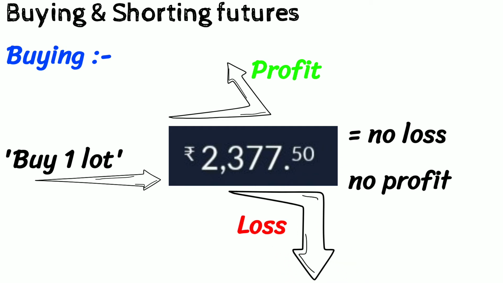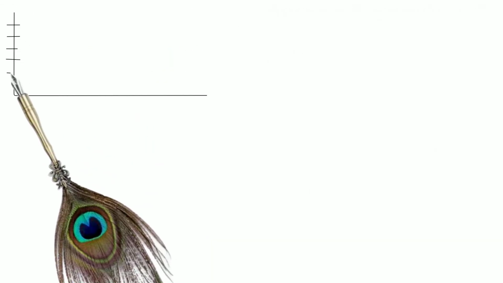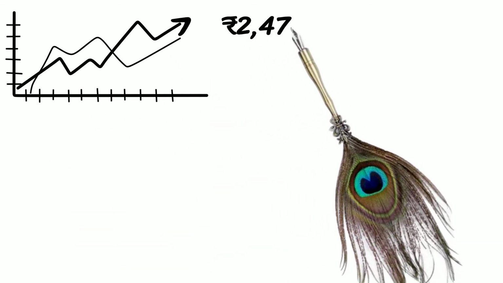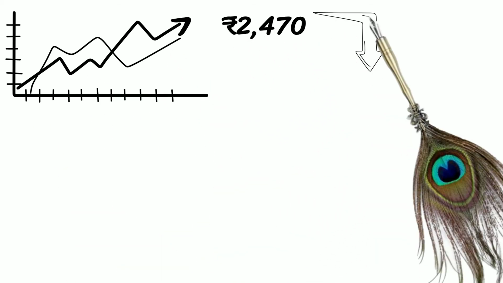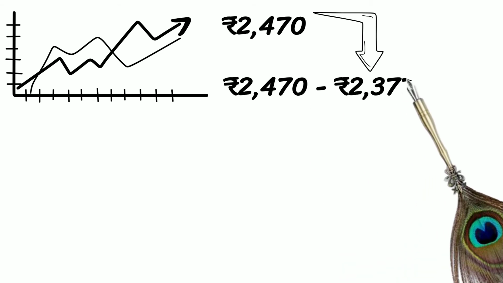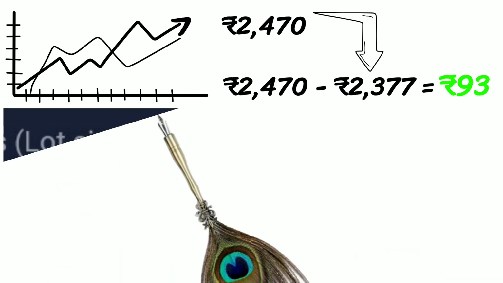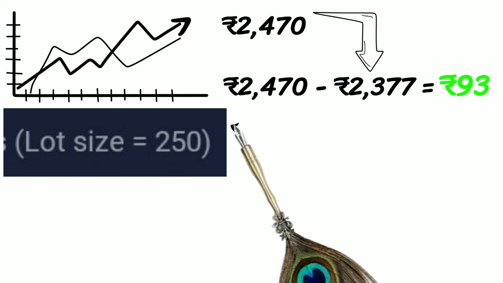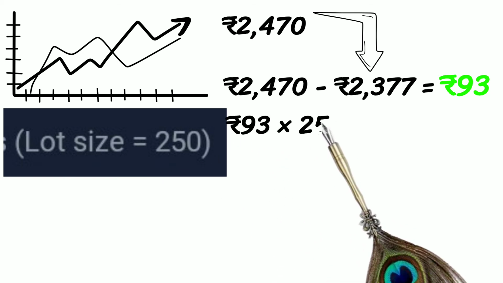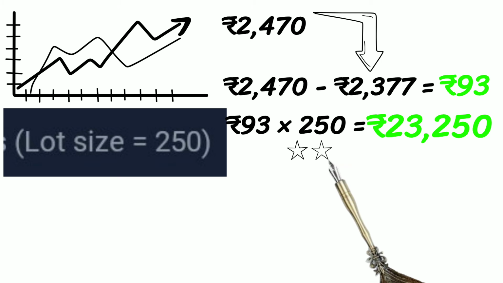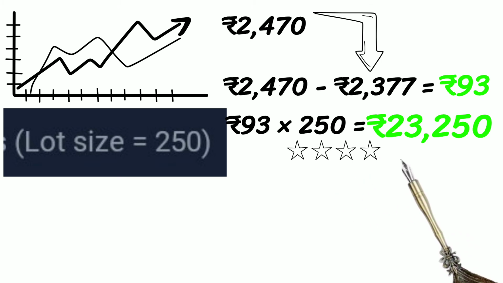Let's calculate loss and profit. At expiry, imagine the price of that contract goes up to 2470 rupees. We have made a profit of 2470 minus 2377, which is 93 rupees. As we know, one lot is equal to 250 shares, right? So 93 into 250 rupees is equal to 23,250 rupees profit with one lot. Now multiply by as many lots as you want.